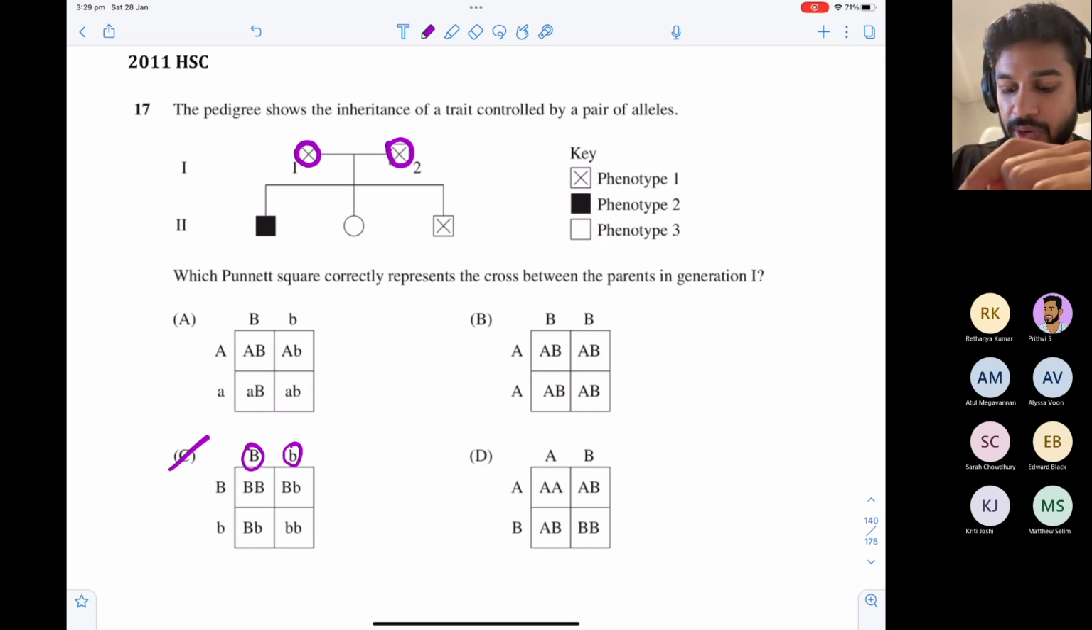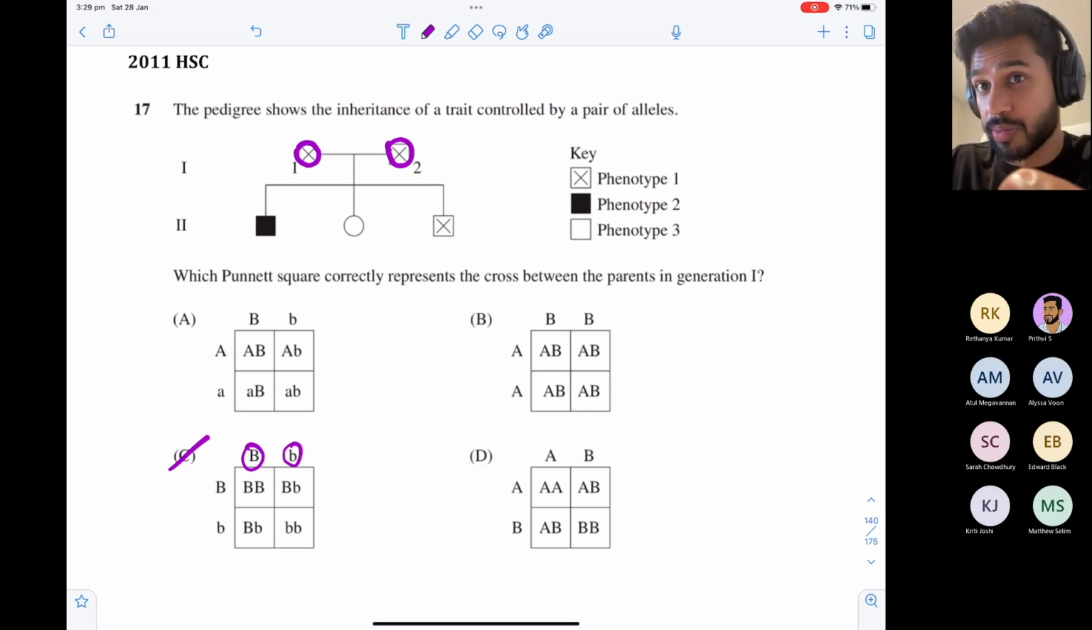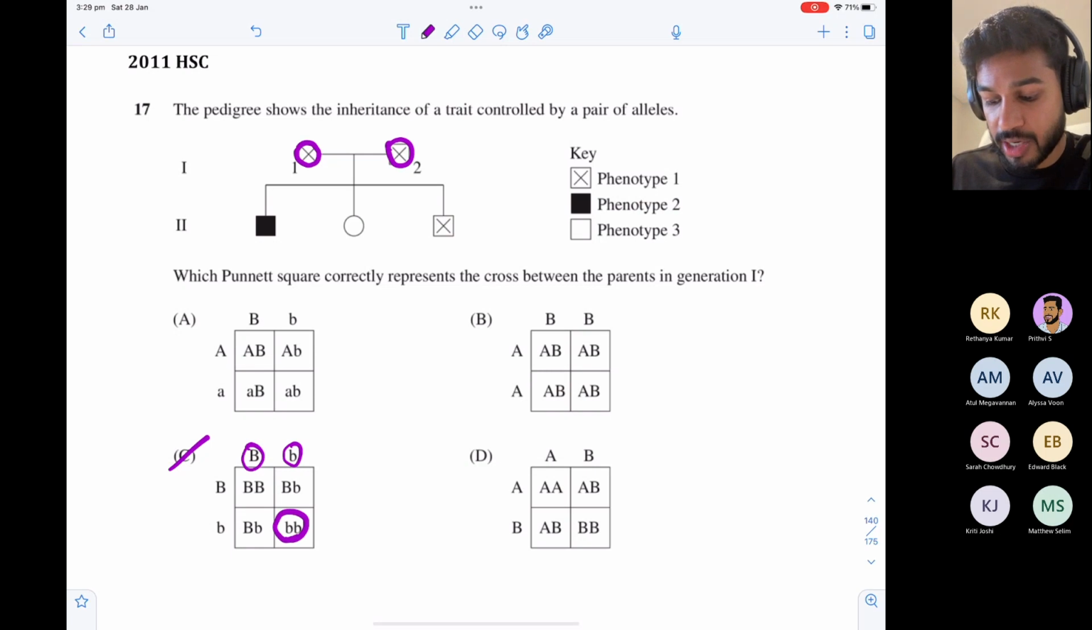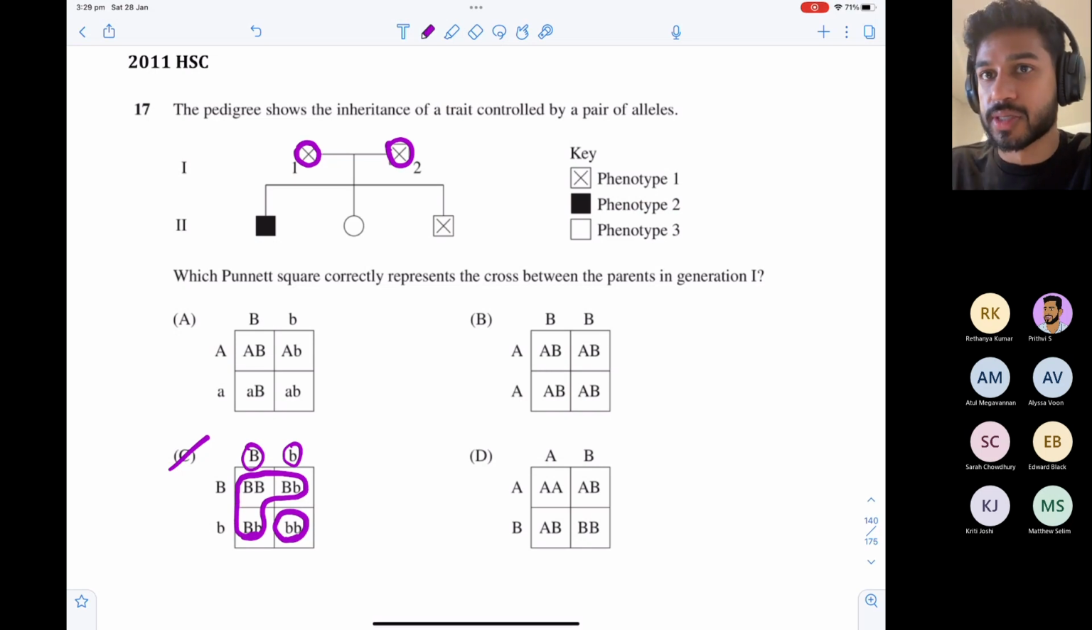So we've cancelled out C because it's just simple dominance and recessive. When you look at the offspring, this is one phenotype, the recessive phenotype, and these 3 will all represent the dominant trait, right? So C is wrong.